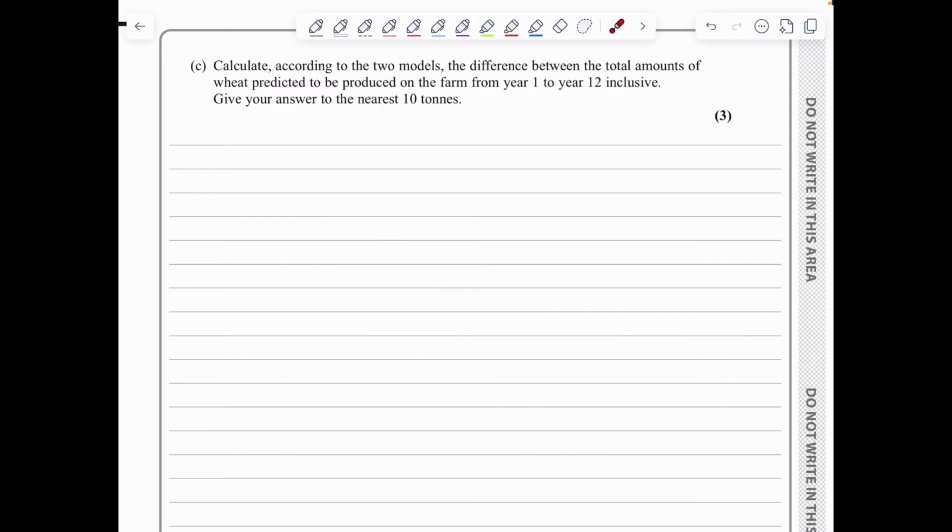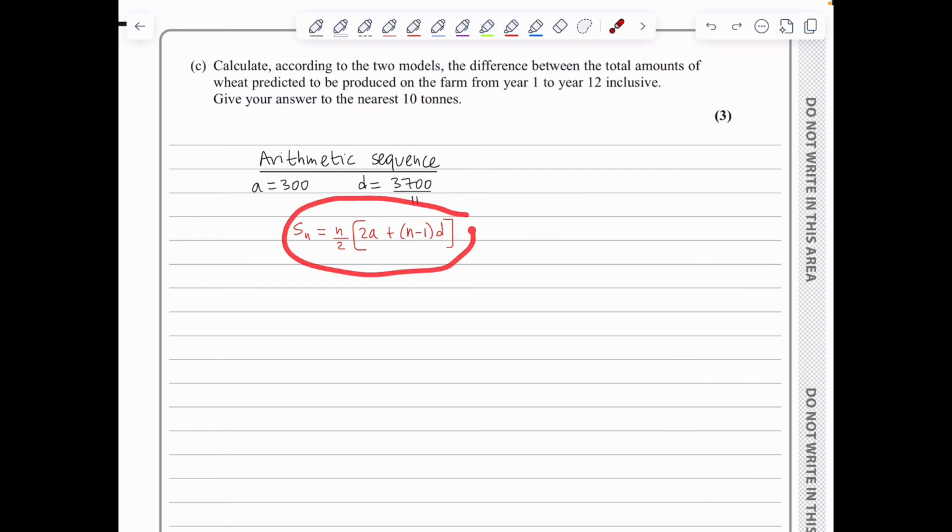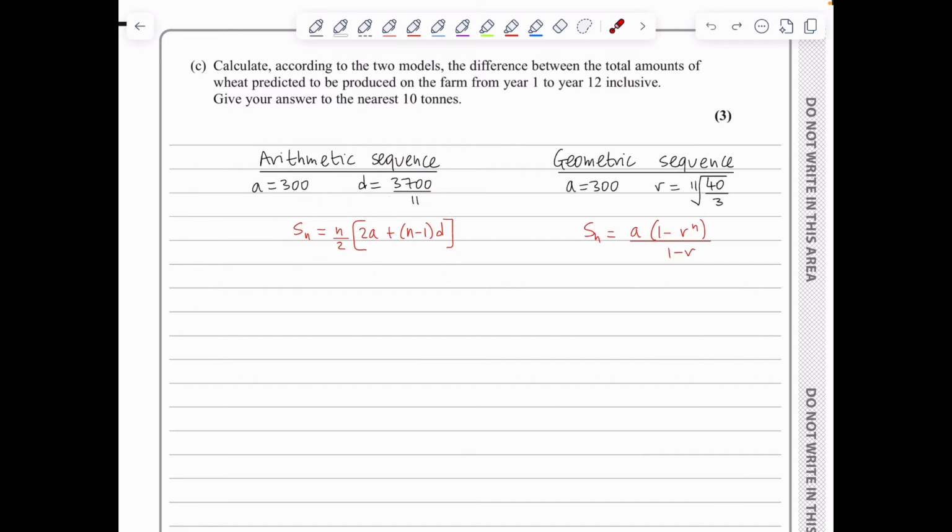And finally, in part C, we need to calculate the difference between the total amounts predicted by the two models for the first 12 years. Well, we have established that we are looking at an arithmetic sequence. The first term and the common difference are here, and the formula for the sum of the first n terms is n over 2 times (2a plus (n minus 1)d), whereas for the geometric sequence, the corresponding formula is a(1 minus r to the n) over (1 minus r). So for the arithmetic progression, S12 is going to be 12 over 2 times (2 times 300 plus (12 minus 1) times 3,700 over 11).